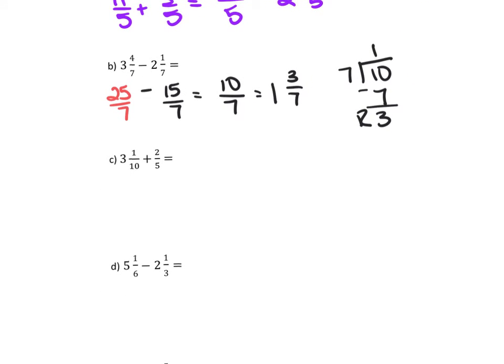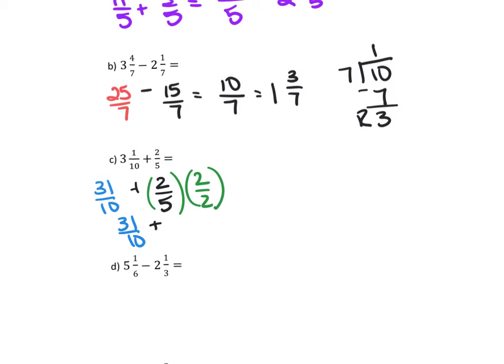3 1/10 plus 2/5. Now, we have to get these to the same denominators. First step, let's convert the mixed number to an improper fraction. So 3 times 10 is 30 plus 1 is 31. So that's 31 over 10 plus 2 over 5. Now, when we look at this, the common denominator between 10 and 5 is going to be 10. So I need to multiply this one by 2 over 2. So I get 31 over 10 plus 4 over 10. That's equal to 35 over 10.